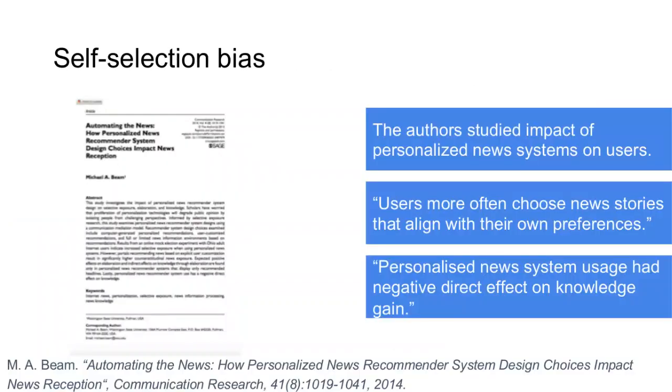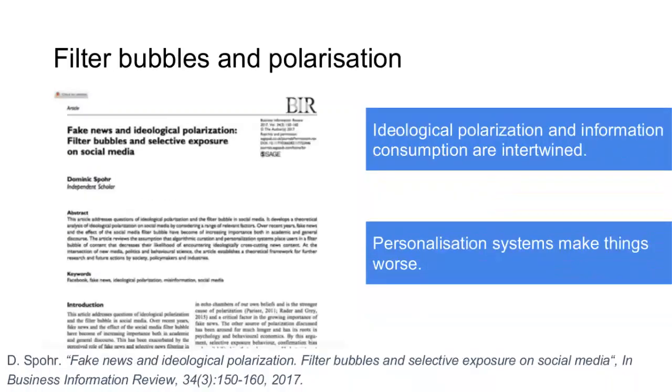All right, so just to point you to a few papers that I found relevant or interesting to read. This one here is written by Michael Beam from 2014. He studied the impact of personalized news systems on users. What he found was that users more often choose news stories that align with their own preferences. And then, of course, personalized news systems actually had a very negative direct effect on knowledge gain because of the filter bubble. So these personalized news systems just gave you more of the same, which filtered out all the content that you might not be interested in or that you might not have interacted with before.